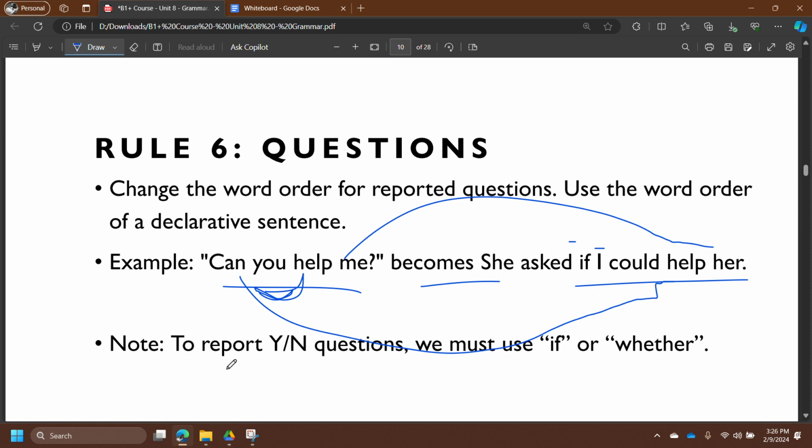And to note, guys, remember this: to report yes/no questions, we must use if, or if you're not using if, we can also use whether. And in the WH questions, you don't need to use them. You just use the WH word itself, like what, where, and why.